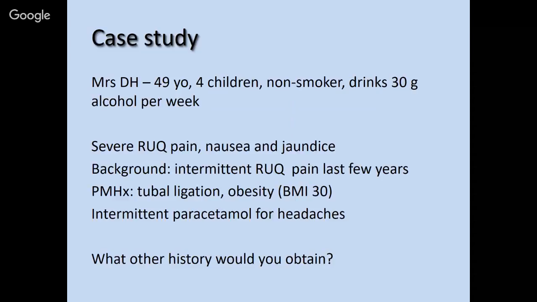This is the first case to test some of those rules of thumb. So Mrs. DH, 49, 4 children, non-smoker, 30 grams of alcohol. She presented with quite severe right upper quadrant pain, i.e. acute pain, nausea and jaundice. In the past, she's had this pain before intermittently. She's got a history of tubal ligation. She's got an increased body mass index, occasional paracetamol. Just write down or have a think now on your tables. What else would you like to know? Your question.